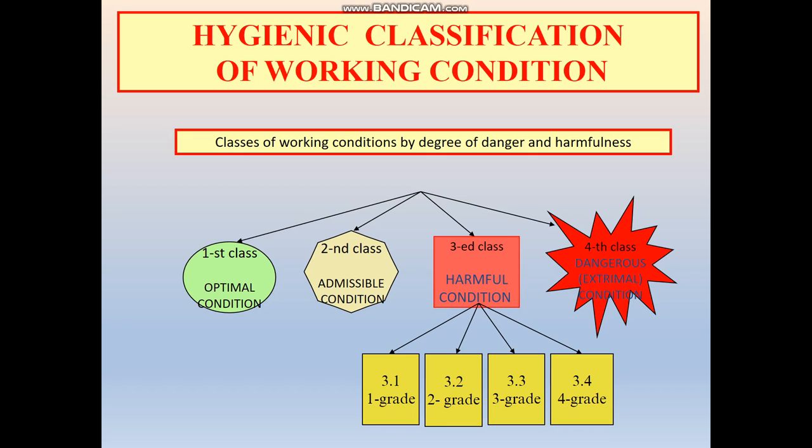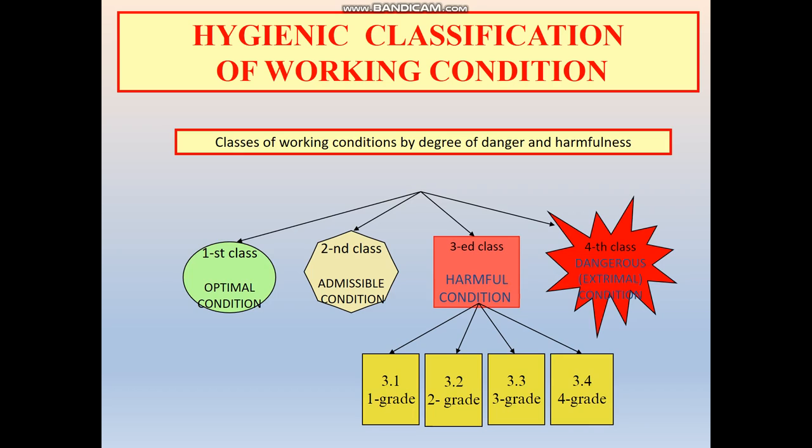Second degree: a working condition in which harmful production factors can cause persistent functional changes in the human body. Working in this condition may lead to an increased rate of occupational disease, characterized by permanent loss of work capability or by involvement of the most vulnerable organ and system, development of initial signs or early stage of occupational disease caused by prolonged exposure to harmful factors. This usually occurs after 15 years or more.